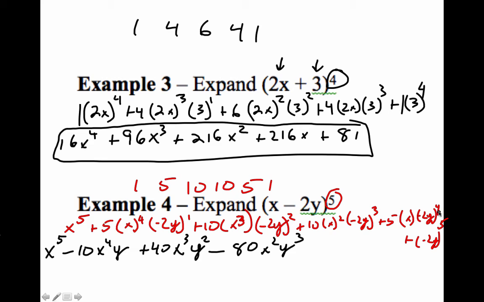Next one, negative 2 is to the 4th. That's 16 times 5. That's another 80. And that's going to be plus, because the negative was to the 4th, xy to the 4th. And then I have negative 2 to the 5th, which is minus 32y to the 5th.